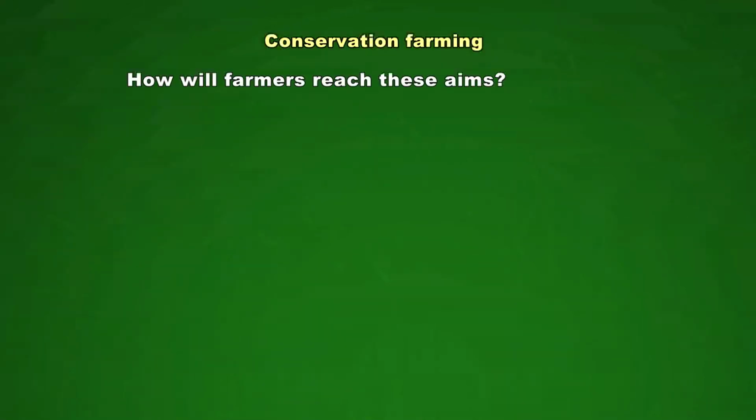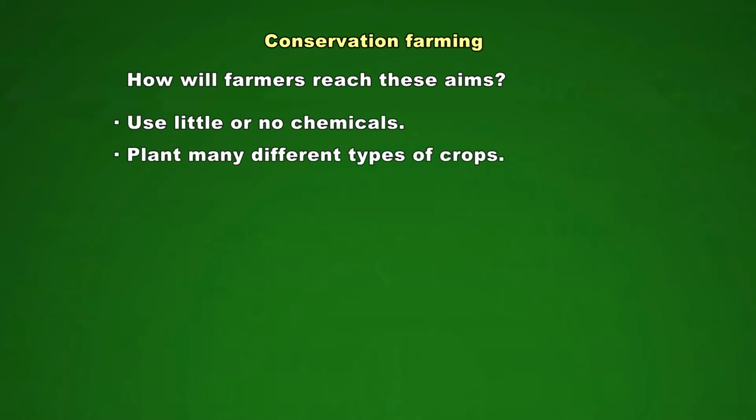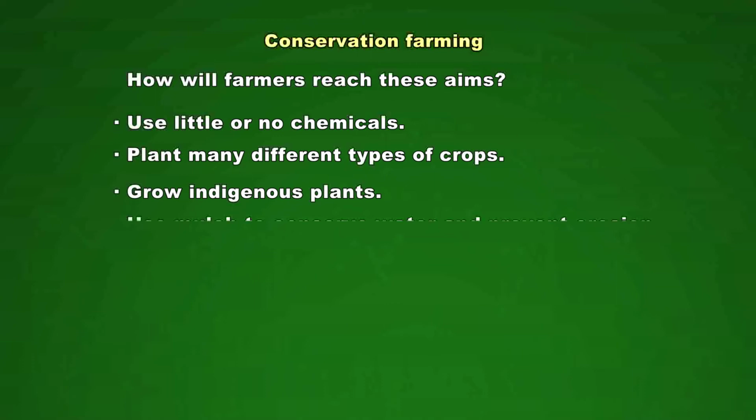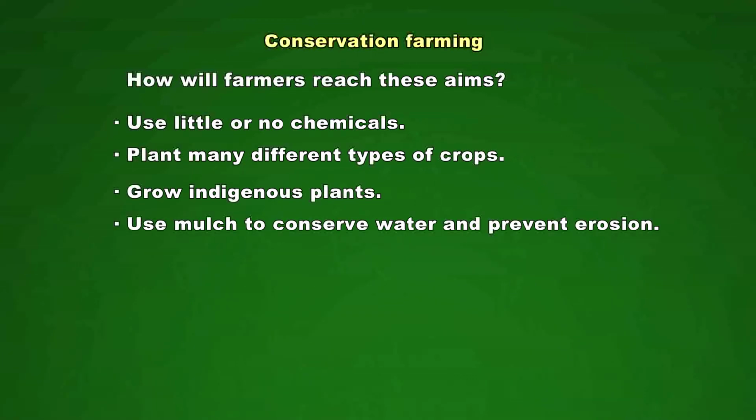How will farmers reach these aims? Chemicals are used as little as possible. Many different kinds of crops and plants are grown. Indigenous plants are grown, which helps the birds and insects that depend on these plants to survive. Soil is covered with mulch to prevent water from evaporating. This also prevents soil erosion.